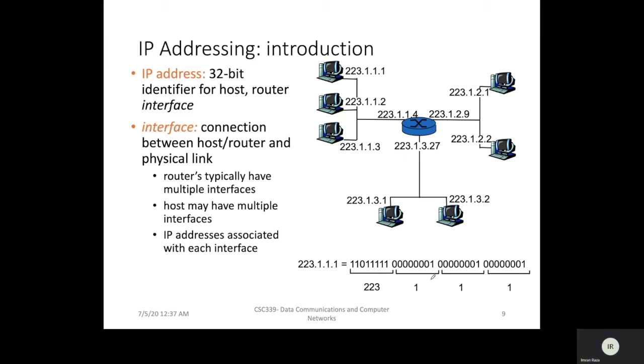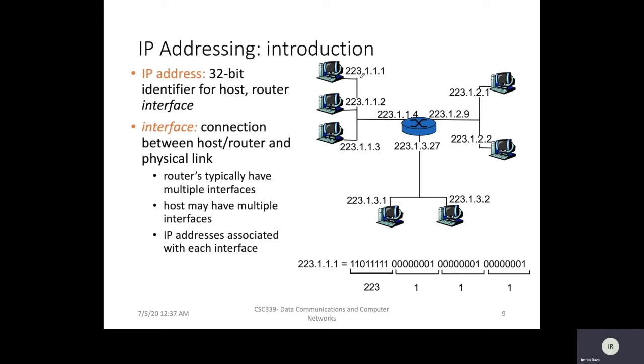So an IP address is a 32-bit number identifier for a host or the router interface, right? Every router interface has an IP address, and each host interface also needs to have an IP address. A host can also have more than one interface, and in this case, every interface needs to have an IP address, right?